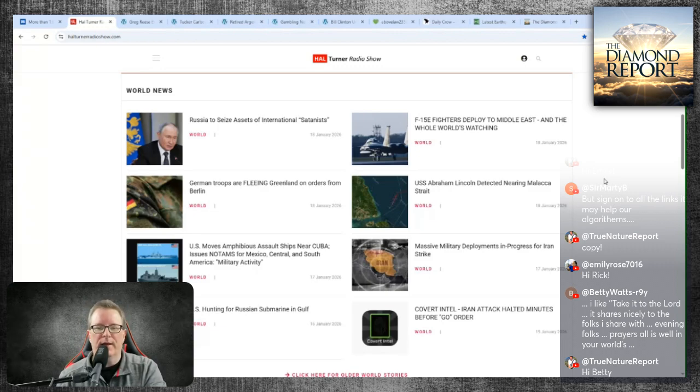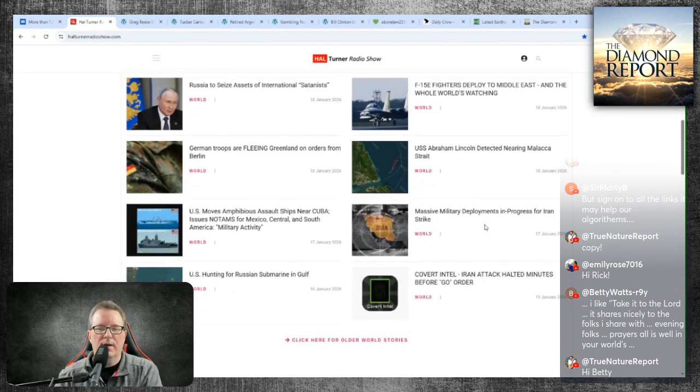German troops are fleeing Greenland on orders from Berlin. So that's interesting. Yeah, there were some, I guess, EU troops in Greenland to protect Greenland from the Americans, from invading, I guess. USS Abraham Lincoln detected near Malacca Strait, and U.S. moves amphibious assault ships near Cuba. So we've got all this movement going around all over the world.